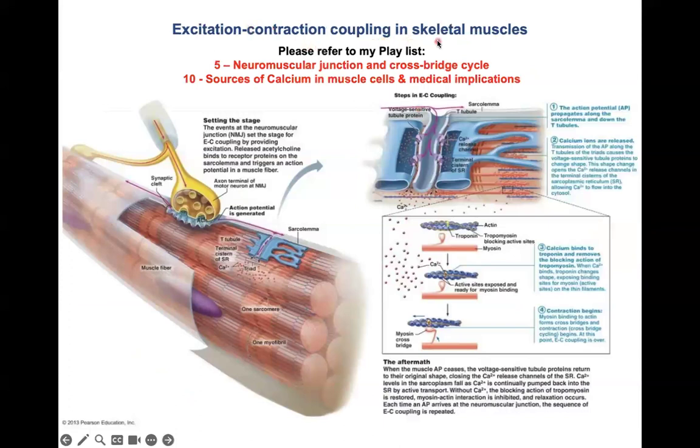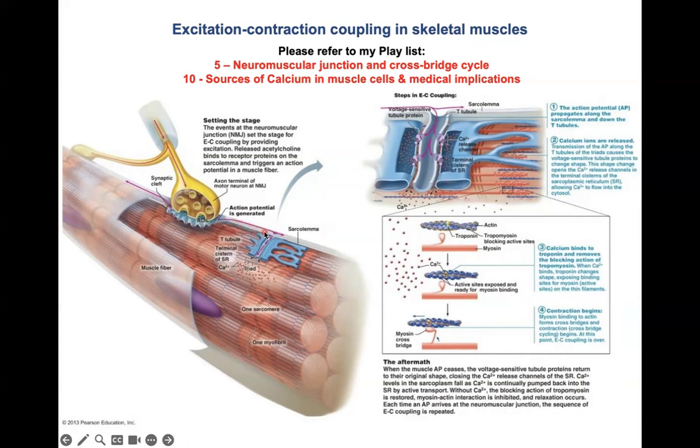Excitation-contraction coupling, skeletal muscles. I have discussed this in detail in these two parts. Quick recap. You have here the neuromuscular end plate. You have the neurotransmitter stored in the vesicles. Acetylcholine is the neurotransmitter. It is released. It binds to nicotinic receptors here. And eventually we will have an action potential here.